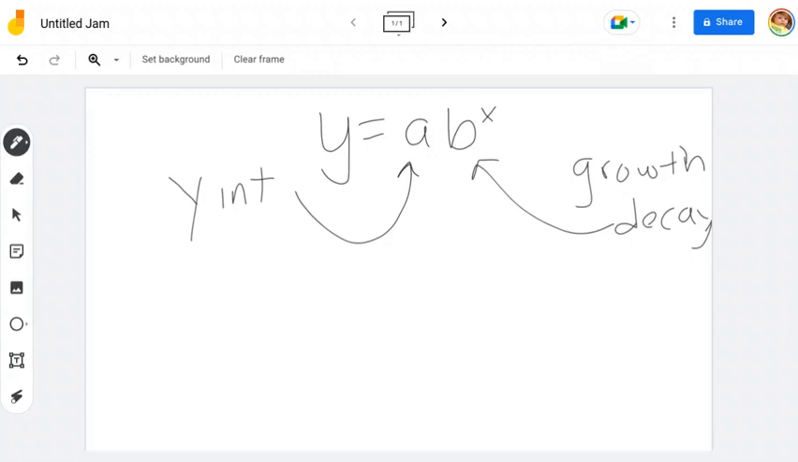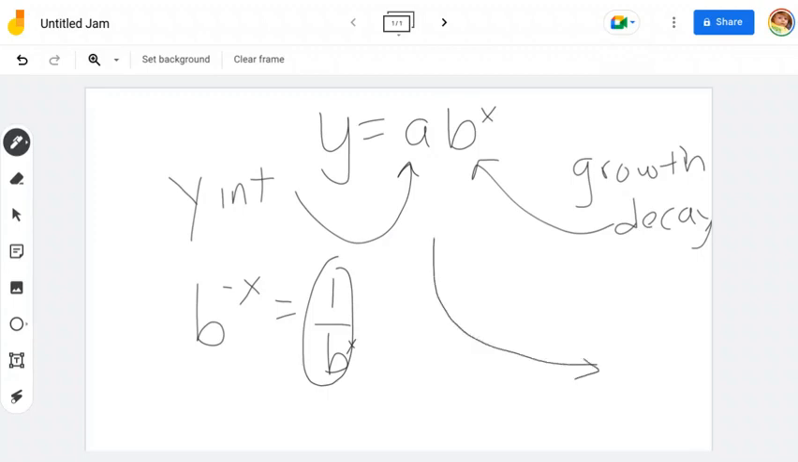Like we talked about yesterday, if something has a negative exponent, we could also write it like this. Because this part is a fraction, that means it's getting less and less each time. So that causes decay. Negative exponents cause decay, or bases that are fractions cause decay.